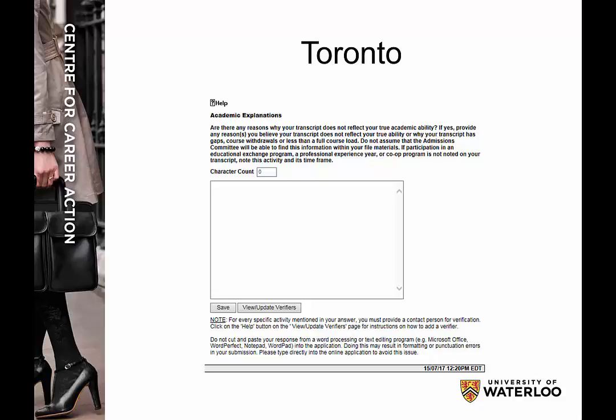If you answered yes to the first question, are there any reasons why your transcript does not reflect your true academic ability? You are given 1,500 characters to provide information. Explain why your marks don't reflect your true ability, any gaps in your transcripts, course withdrawals, or if you didn't take a full course load. You could talk about exchanges, professional experiences, or co-op experiences if this information is not noted on your transcript. Make sure to include the time frame.